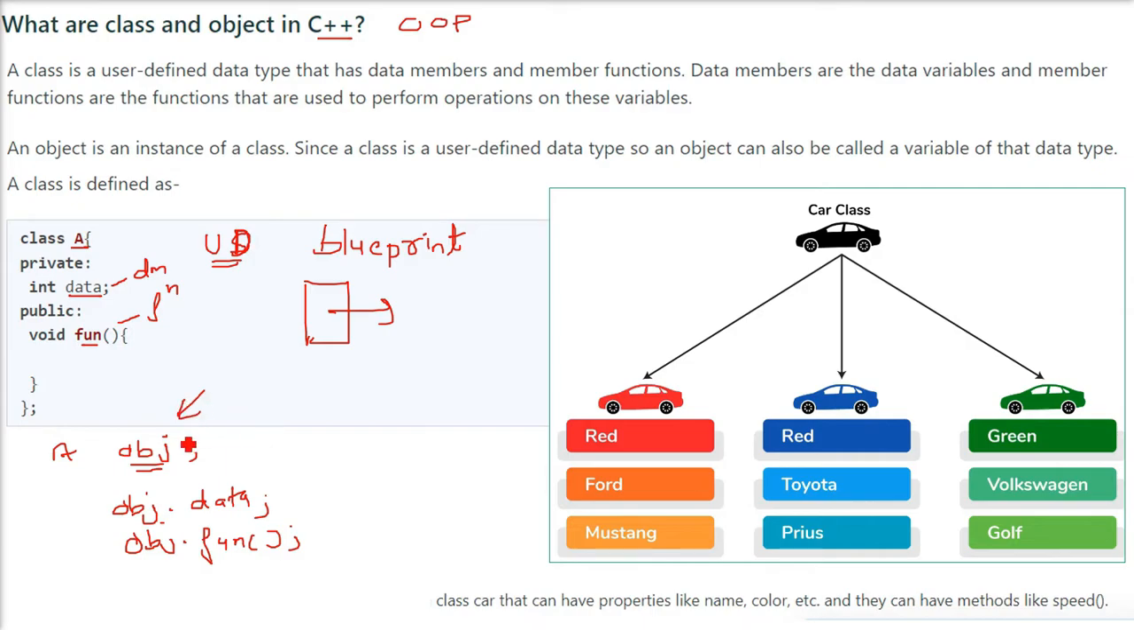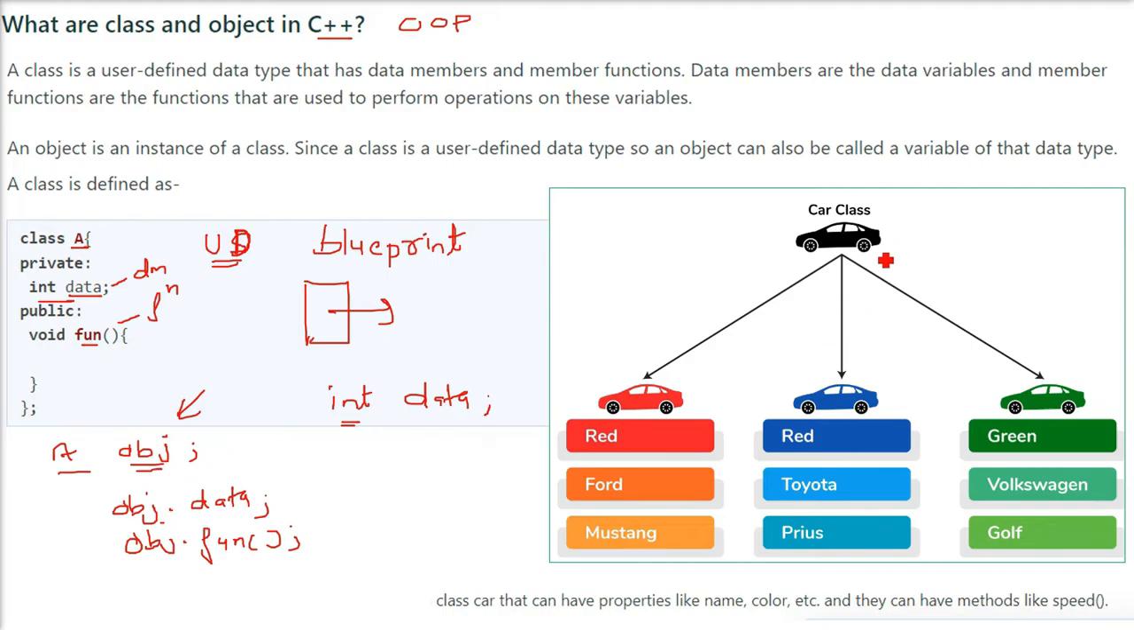Please remember, class is a user-defined data type, and object is a variable of this data type. Object is a variable because, like when you write int a, a is an integer variable. Similarly, if you say int data, data is an integer variable. Similarly, an object is a variable of a class.